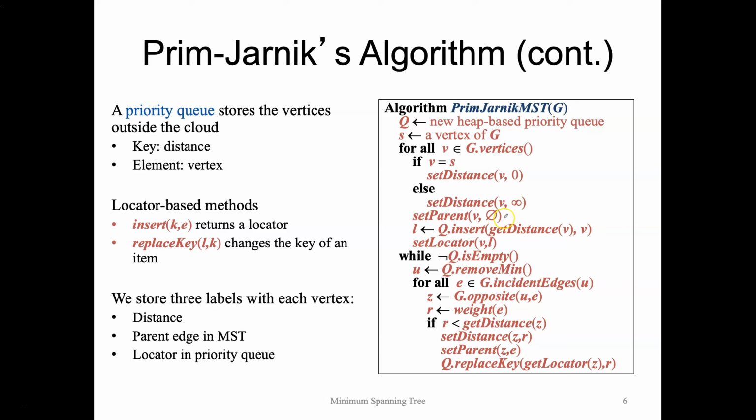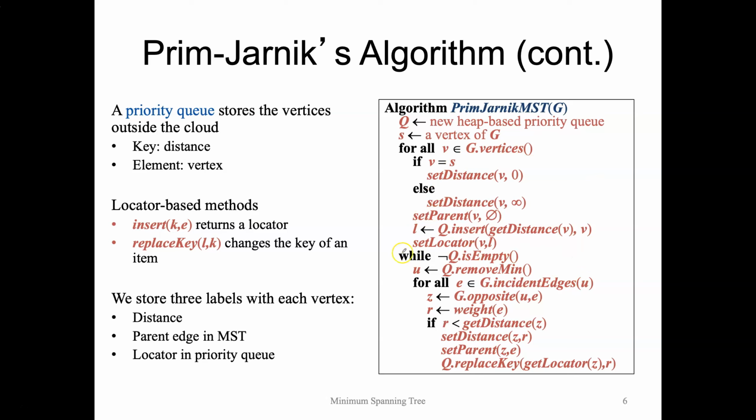We'll maintain for every vertex 3 labels. Its distance, a parent, which is initially null, but we'll use this to keep track of when we update a distance label and find a smaller weight edge connecting it to a vertex in the cloud. We'll set its parent edge so that we can recreate what that minimum spanning tree is when we're finished. And we'll also keep track of a locator. Now this locator represents when we insert this vertex into the priority queue based on its distance label, we maintain where that vertex belongs in the priority queue so that we can later, when we update the distance label, update where it belongs appropriately in the minimum heap.